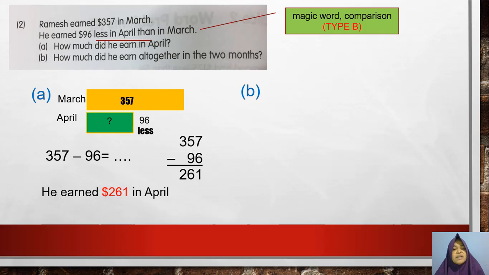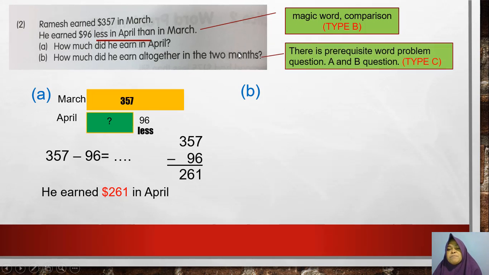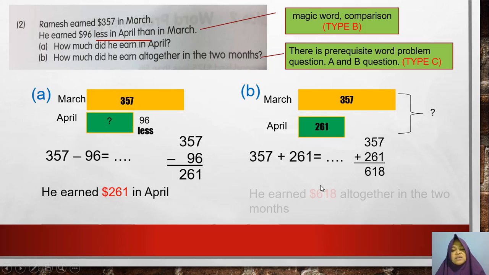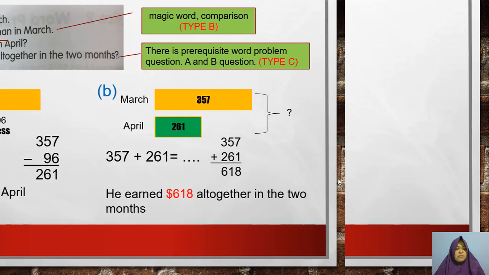How about B? Remember, he earned altogether in the 2 months. There is a prerequisite word problem, A and B questions. So it will be type C. You write it first: March 357 and then April 261, altogether. So it will be addition, 357 plus 261. The result will be 618. So he earned $618 altogether in the 2 months.